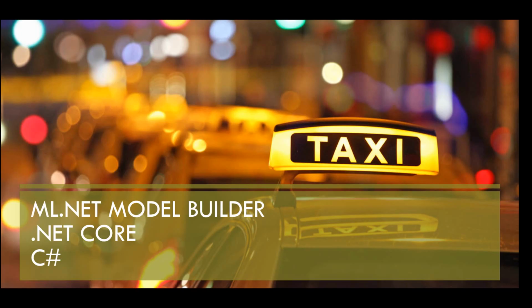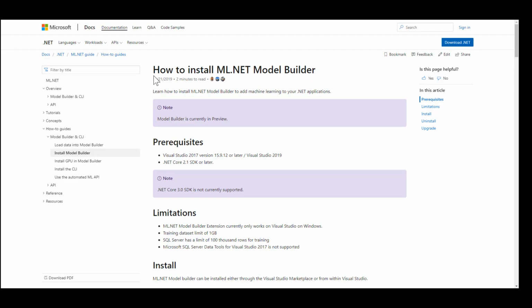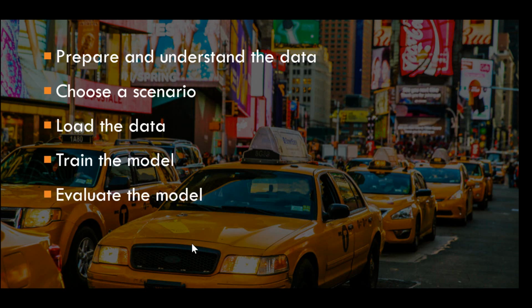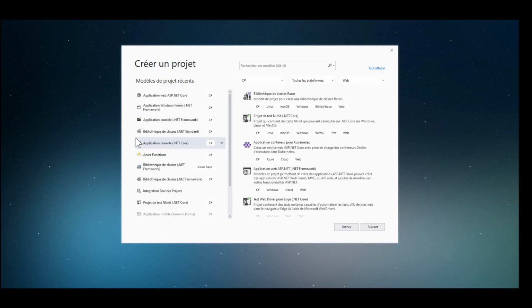To develop this demo, we need to install ML.NET Model Builder. Here we can find it on the official website of Microsoft. You should have Visual Studio and .NET Core 2.1 SDK or later. We are going to follow these steps: prepare and understand the data, choose a scenario, load the data, train the model, evaluate the model, and use the model for prediction. I start by creating my console app as a .NET Core application.